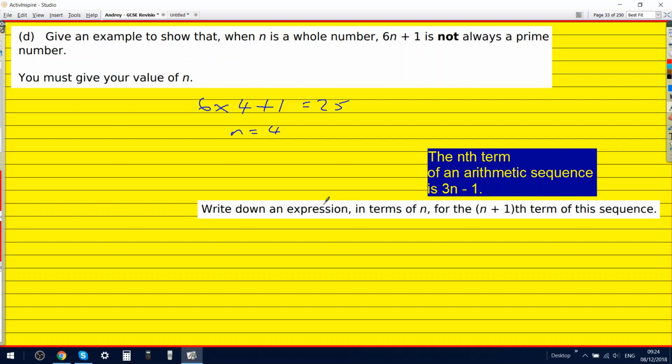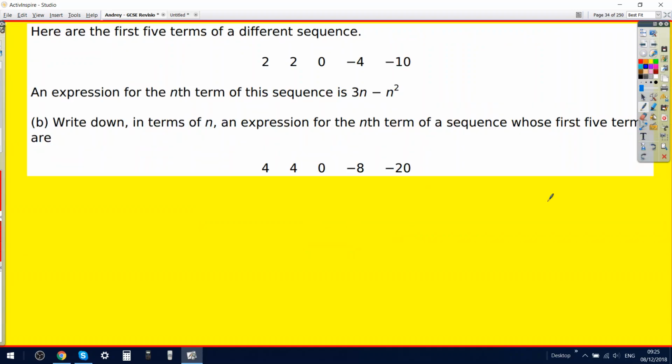Yeah, I just need to do n plus 1. So I just need to sub n plus 1 into 3n minus 1. Yeah. So would it be like 3 times n plus 1 minus 1? Yeah, and you don't need to expand it. That's all you have to do. You can expand it if you like. Any idea about this one?